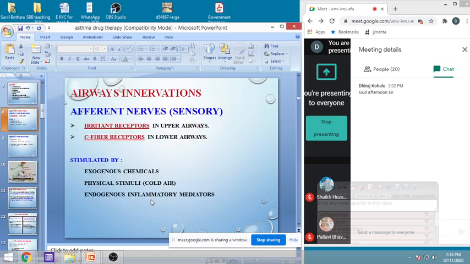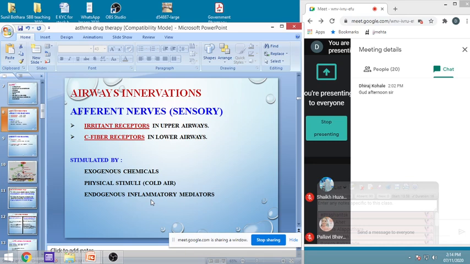Then what are the innervations which are there? What kind of neurons are supplying this portion? There are receptors, like irritant receptors which are present in the upper airways. Then the C fiber receptors are present in the lower airways, and these are stimulated by exogenous chemicals and physical stimuli like cold air, and exogenous inflammatory mediators.